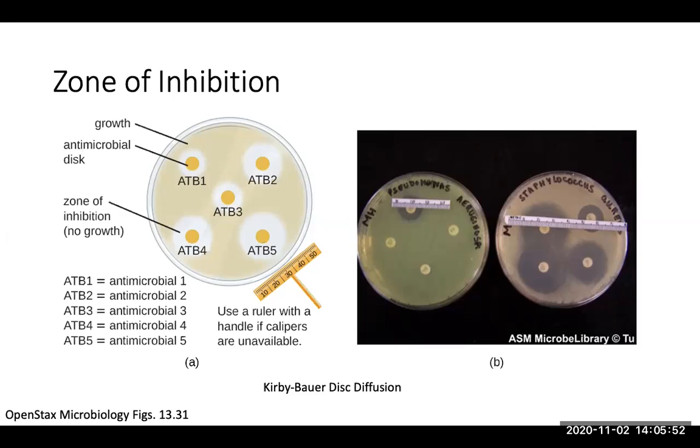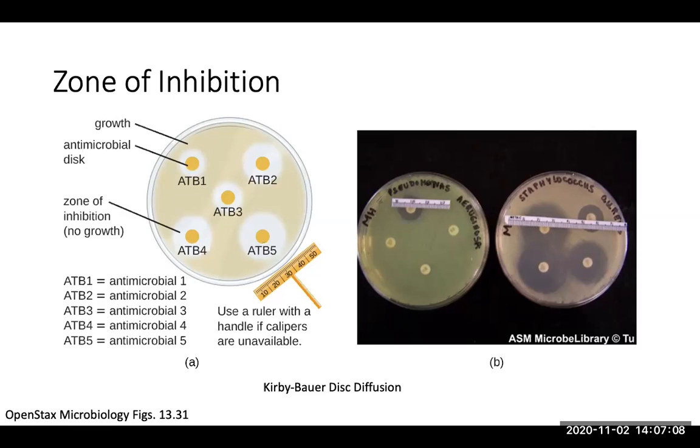Another way to look at the effectiveness of drugs is to look at the zone of inhibition around a disc containing the drug that is put on an agar plate with a lawn of bacteria. So you can see in this diagram here, here's the plate. This yellow color is representing the bacteria that are growing. These darker yellow circles are the antibiotic discs. So each of these discs has a different antibiotic on it. And this white zone here is a zone of clearing called the zone of inhibition.